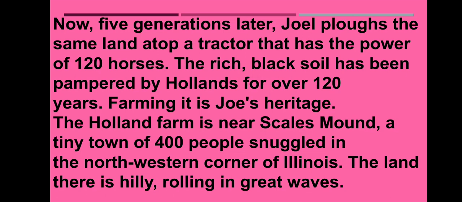Now, again, lots of objectives. 5 generations, yani पांचवी नस्ल है Joel. He uses a tractor which has a power of 120 horses. They have been farming the land for over 120 years. And the Holland farm is near the location of Scalesmount. This is the name of a place, which is a town with the population of just 400. And it's in the northwestern corner of Illinois. Illinois is also name of a place. The land there is hilly, rolling in great waves.